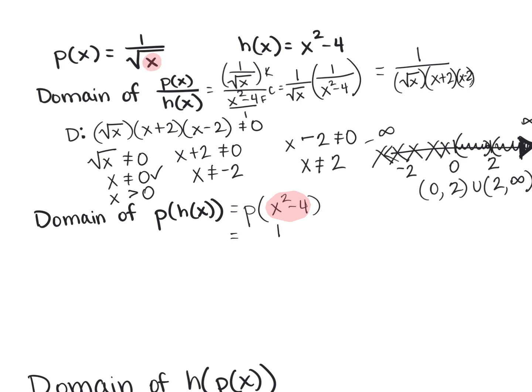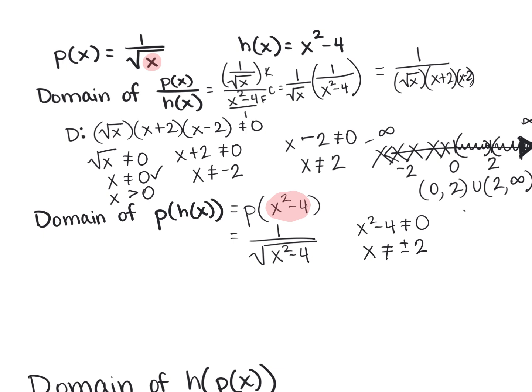So that means I've got 1 over the square root of x squared minus 4. So again, I have a rational expression, but I also have a radical. So I know that x squared minus 4 cannot be equal to 0. So that means that x cannot be equal to plus and minus 2. All right, we did that up above, so I'm not going to redo it. So it can't be plus or minus 2.